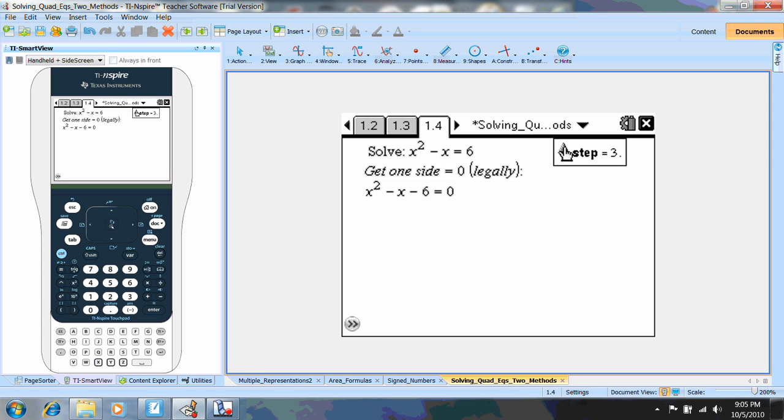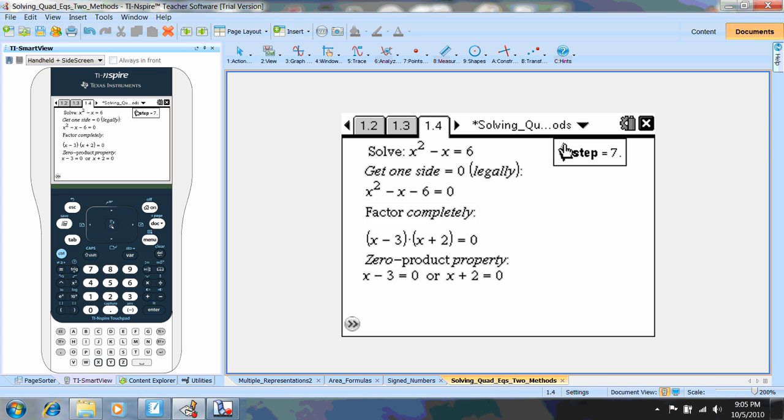And then factor completely. And what would that look like? And then the student would try it and then compare with what the handheld said. Then we would use the zero product property, or set each factor equal to 0 and then solve to get the solution. And here's a case where, again, the student proceeds at his or her own pace. It's kind of like having a teacher right by your side.